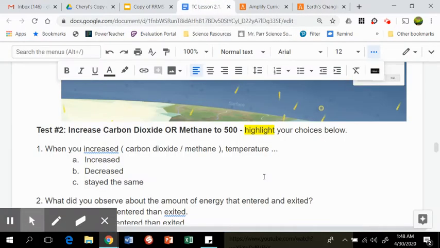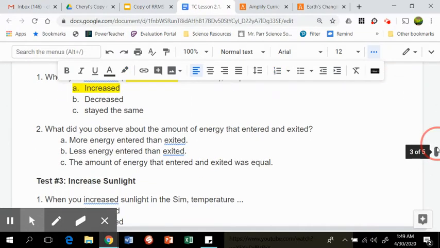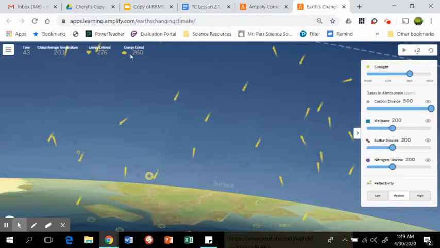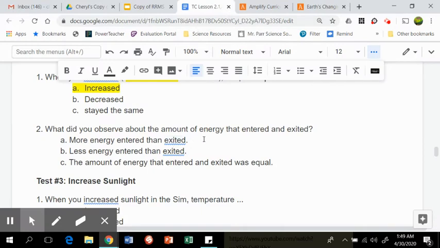So we go back to our document. When we increased, I'm going to say carbon dioxide. If you want to wait for methane, that's fine. When we increased carbon dioxide, the temperature increased. What did you observe about the amount of energy that entered and exited? When we increased the carbon dioxide, we saw that more energy entered than exited the system. This number was bigger than this number. It was imbalanced. There was more energy building up there. So more energy entered than exited.